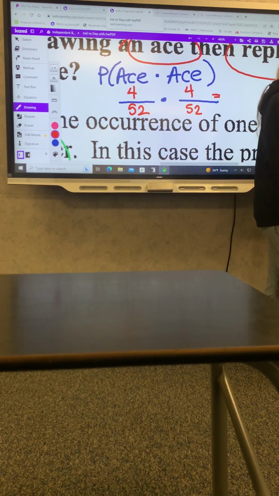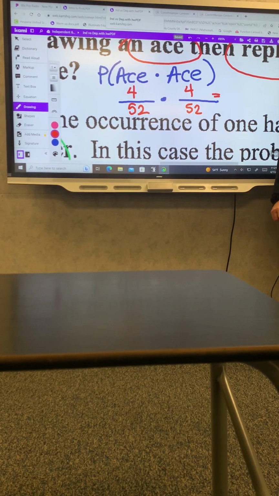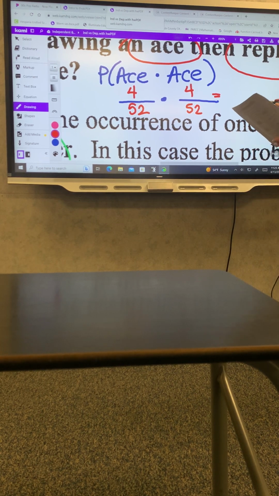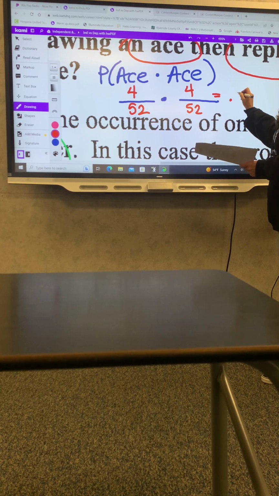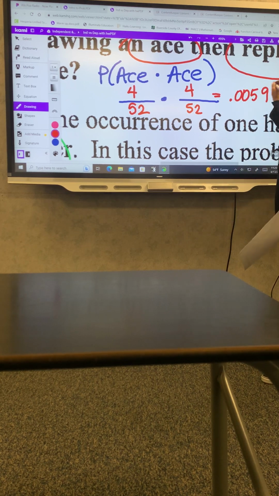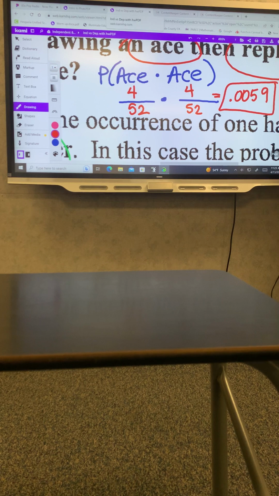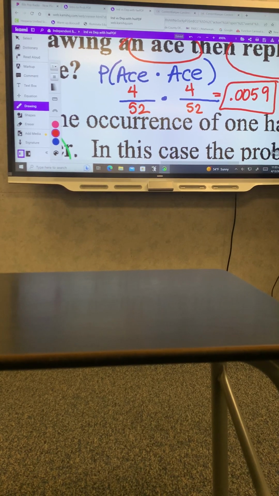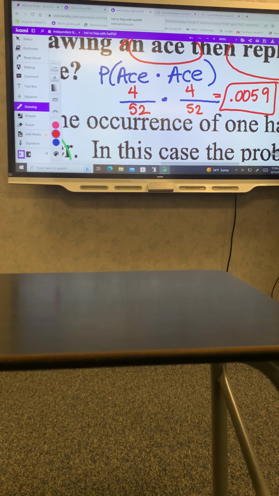So you would multiply those together, divide. I'm going to go straight to the decimal. Is that okay? So 0.0059. Somebody back me up? Is that right? Is that very likely? No. And if you play cards, you know, like getting aces or getting 4 of anything, that's why that's a really good hand in poker.